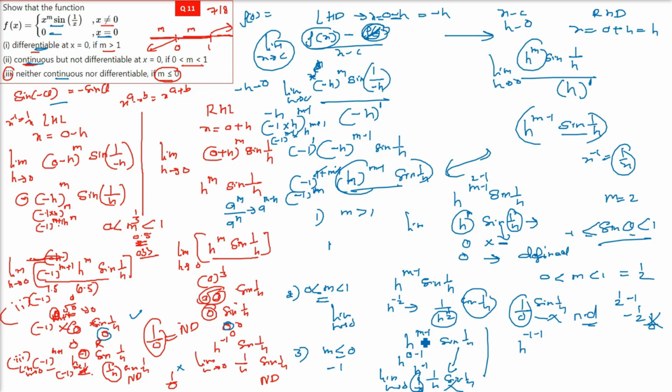Let us take negative 1 value. So h raised to the power m minus 1, m is minus 1 here. So h raised minus 2 and it is 1 by h square. So sine 1 by h doesn't matter because 1 by h square, 1 by 0 square, it is 1 by 0. And 1 by 0 is not defined. Anything divided by 0 is not defined. Whatever you multiply with 1 by 0, it is not differentiable. This is how it is being done.